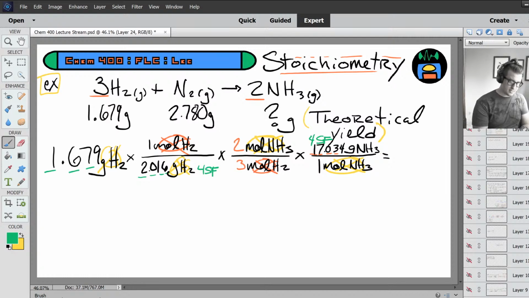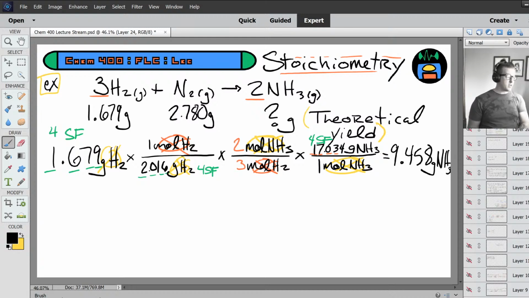And our initial mass also has 4 sig figs. So all the numbers we use have 4 sig figs, so we can keep 4 of these guys. So this will be 9.458 grams of ammonia. And again, this might be our answer, but I don't know. And you don't know yet.